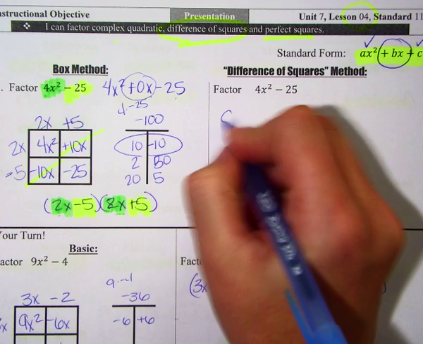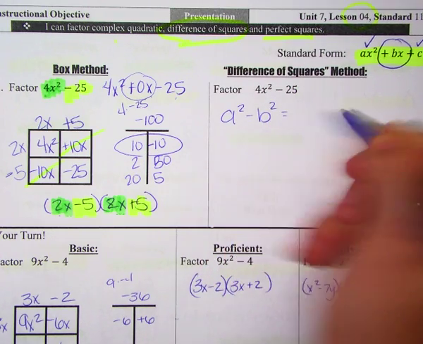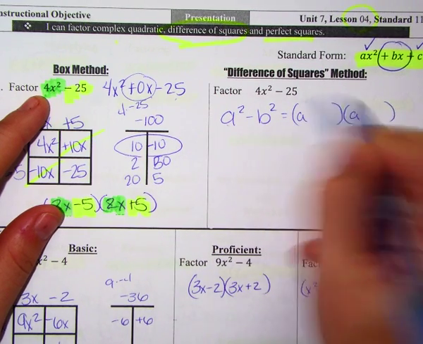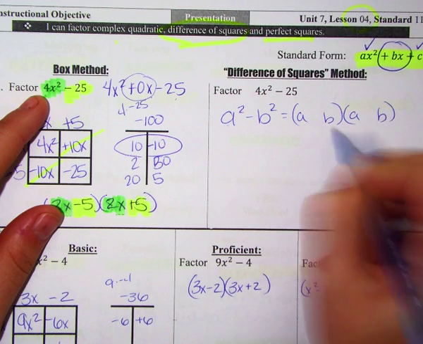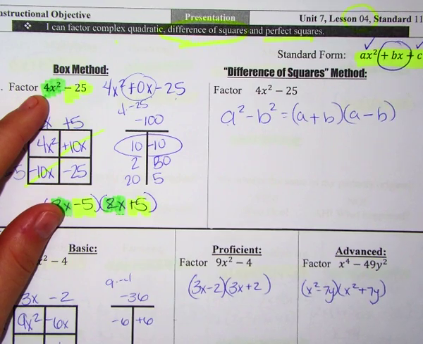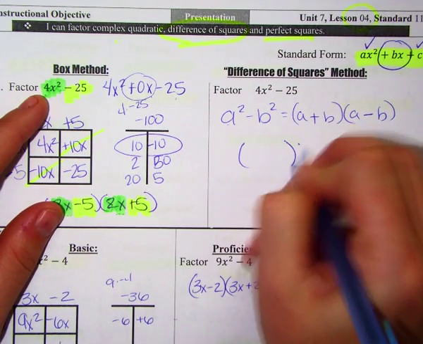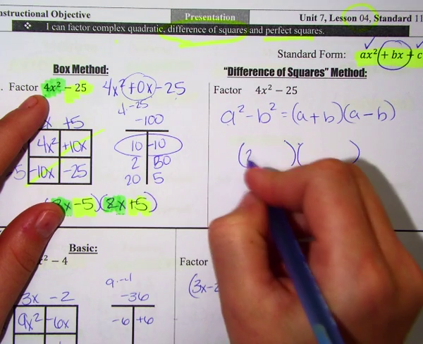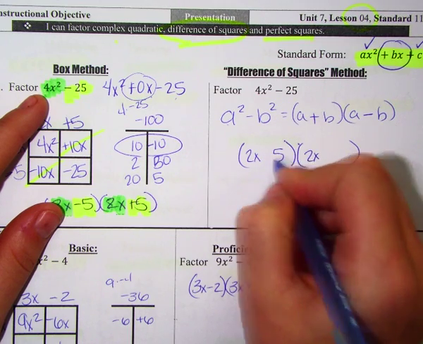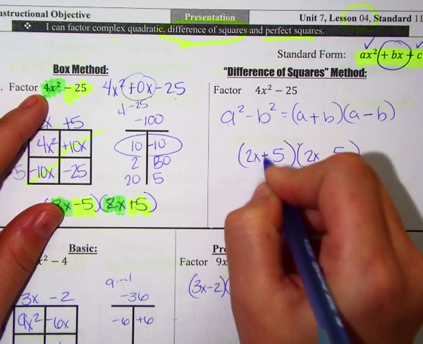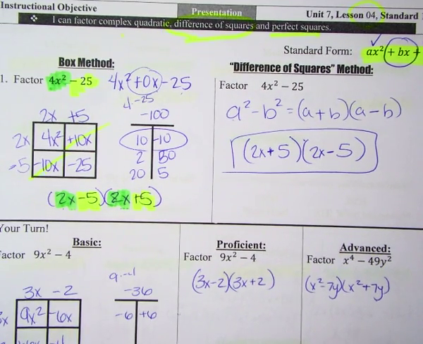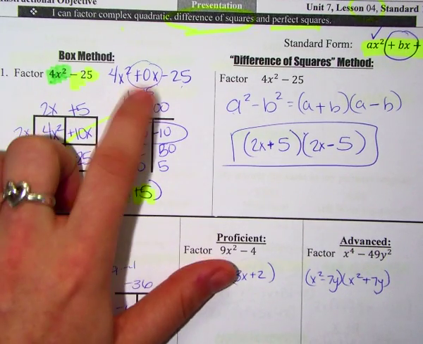So if we have something in the form a squared minus b squared, it will always be equal to a times a, b times b, but one's positive and one's negative. So taking a look at this one, 4x squared is 2x times 2x. Negative 25 is 5 times 5, but one's positive and one's negative. That's how you use the difference of squares. But you don't have to. You can always just add the 0 term in.